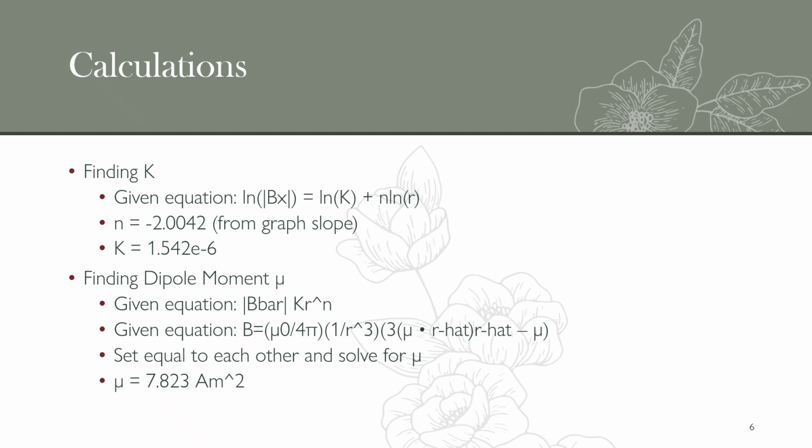And then now that we have the k in the end, we can solve for mu. We're given the equations B bar is equal to k times r to the n power, and B is equal to that whole mess right there. Basically, we just set those equal to each other and then solve for mu, and I ended up getting 7.823 amperes per meter squared.